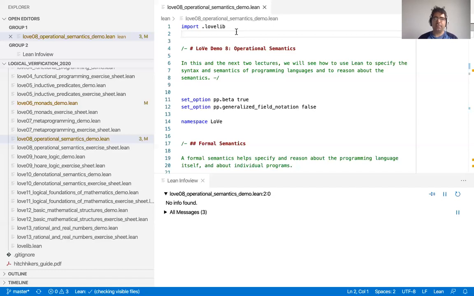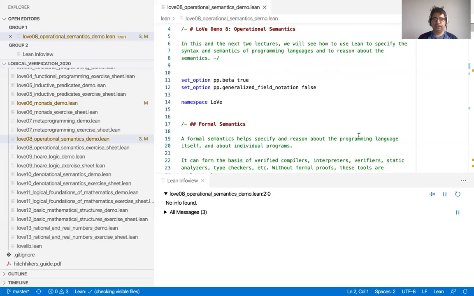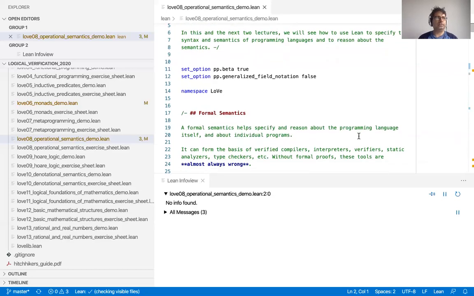But at first, I want to start with some general introduction to formal semantics, or why would we want to have a semantics of a programming language. Well, the main idea is, I don't know if you've ever looked at the specification, the official specification, the standard.